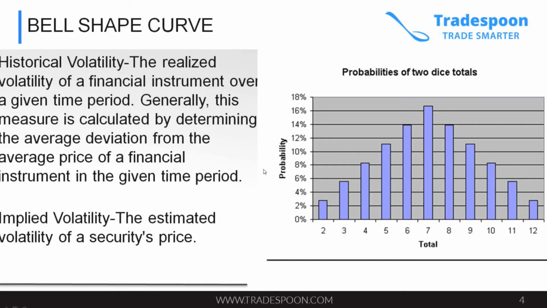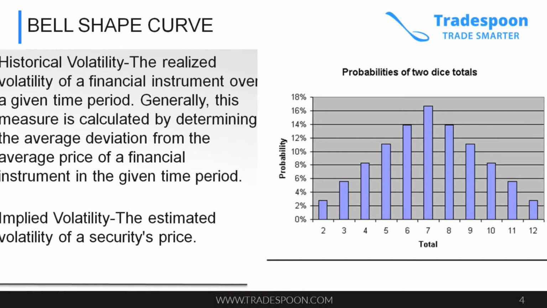Historical volatility is the realized volatility of a financial instrument over a given time period. Generally, this measure is calculated by determining the average deviation from the average price of a financial instrument in the given time period. Implied volatility is the estimated volatility of a security's price. Implied volatility is determined by underlying options data that will expire in the future. That means implied volatility gives you a glance into the future. Historical volatility shows you the measure of underlying asset changes in the past. So that's why it's called historical volatility.